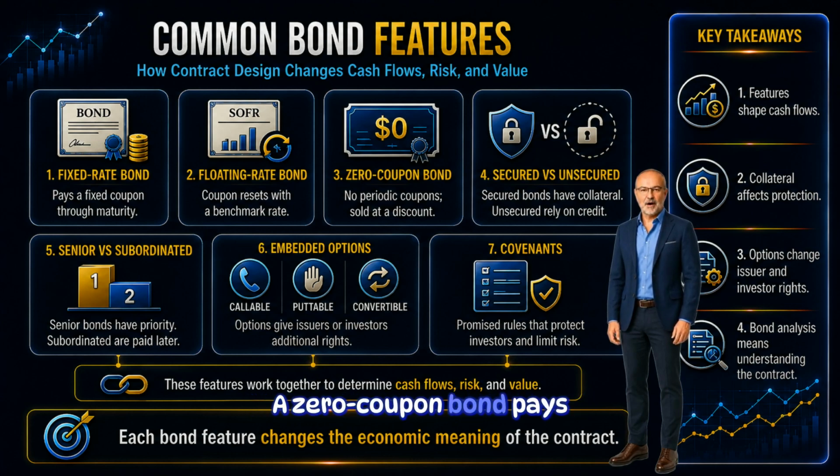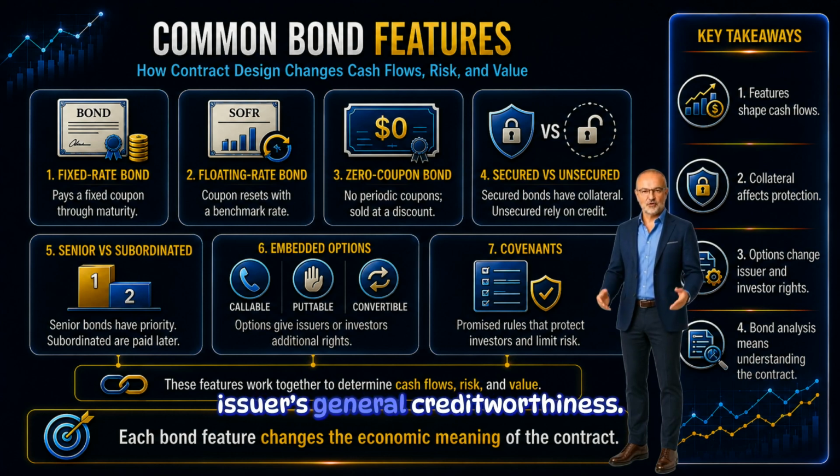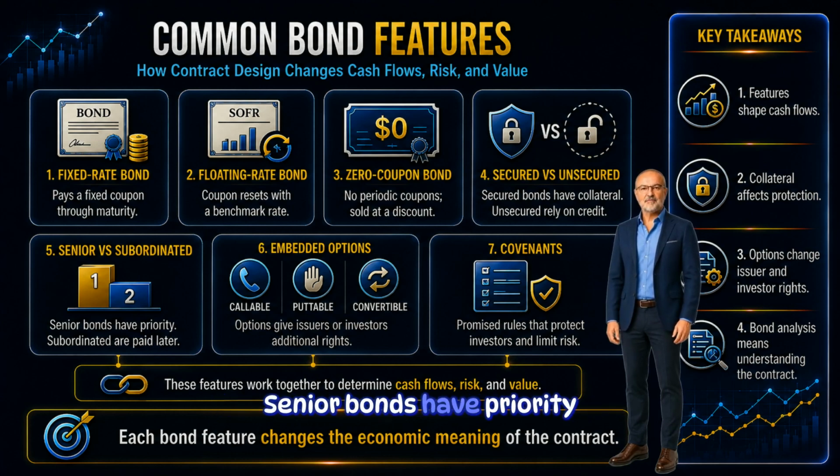A zero-coupon bond pays no periodic coupon. Instead, it is issued or traded at a discount and pays principal at maturity. The investor's return comes from the difference between the purchase price and the maturity value. Some bonds are secured, meaning they are backed by specific collateral. Others are unsecured, meaning investors rely on the issuer's general creditworthiness. Seniority also matters. Senior bonds have priority over subordinated bonds if the issuer cannot meet its obligations.